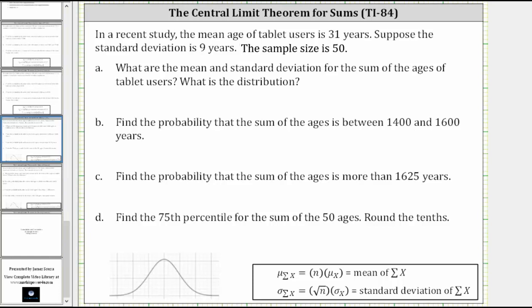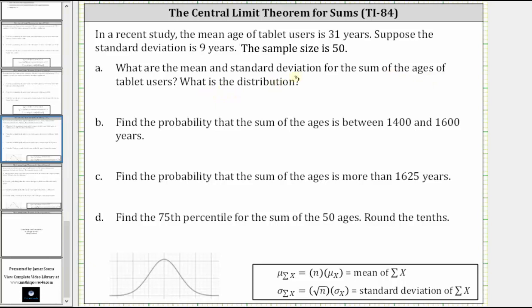In this example, we will use the TI-84 to determine the probability of a sum from a distribution of sums and also to determine a percentile. In a recent study, the mean age of tablet users is 31 years. Suppose the standard deviation is 9 years. The sample size is 50. For part A, what are the mean and standard deviation for the sum of ages of tablet users?